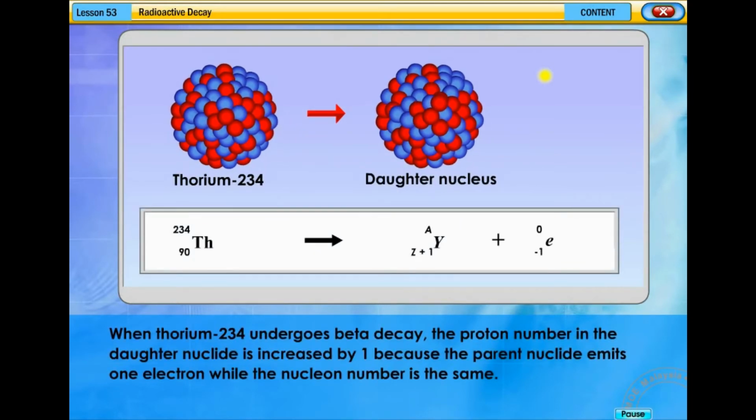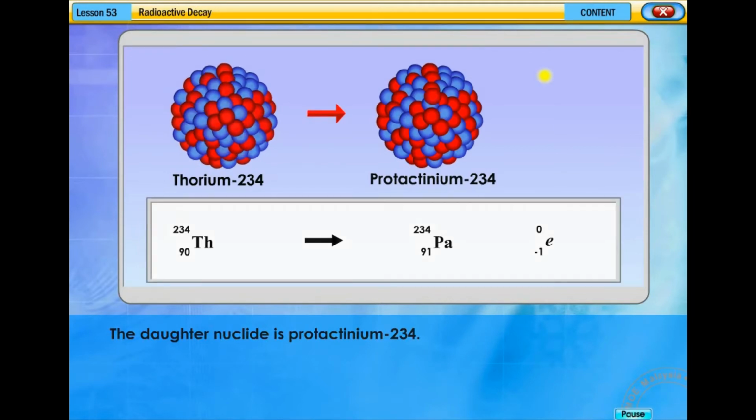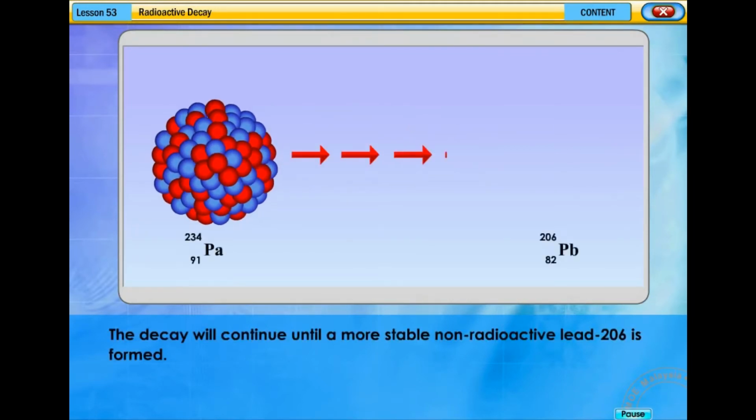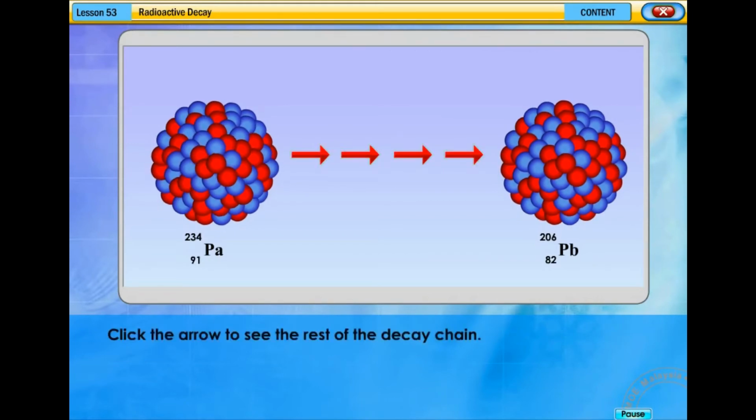When thorium-234 undergoes beta decay, the proton number in the daughter nuclide is increased by 1 because the parent nuclide emits 1 electron while the nucleon number is the same. The daughter nuclide is protactinium-234. The decay will continue until a more stable non-radioactive lead-206 is formed. Click the arrow to see the rest of the decay chain.